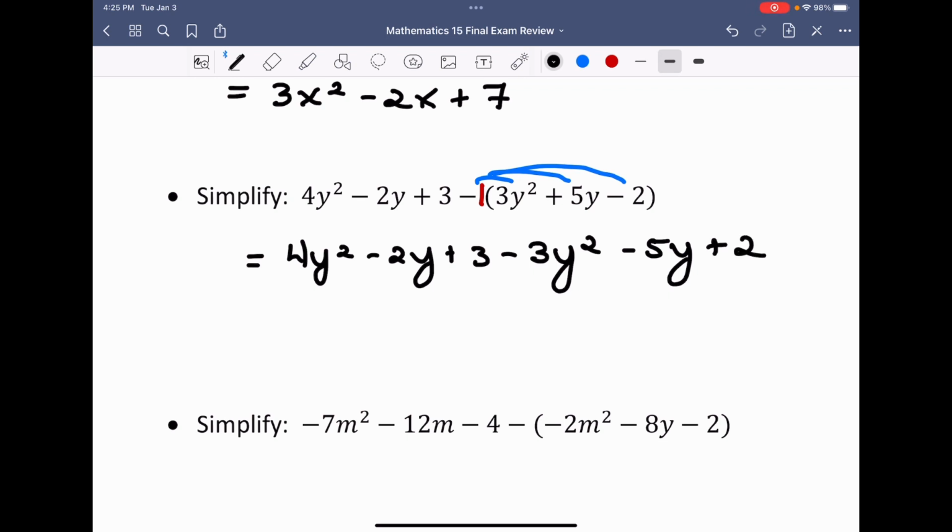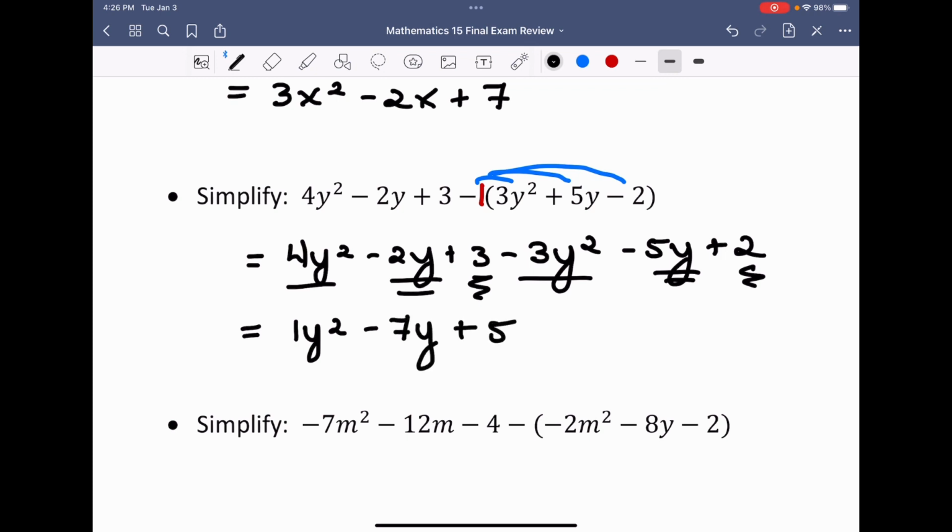Now, using the same organization that we did before, I'm going to single underline my y squareds, double underline my y's, and then squiggle my constant terms. When I combine all the coefficients together, I go 4y squared minus 3y squared is 1y squared, and realistically, I don't even need to include the 1 there, but just for the sake of the example, I will. Negative 2y minus 5y is negative 7y, and then positive 3 plus 2, that's going to be equal to plus 5. So there is our simplified polynomial.